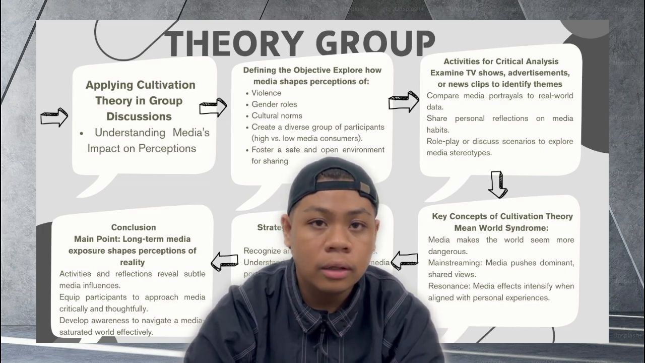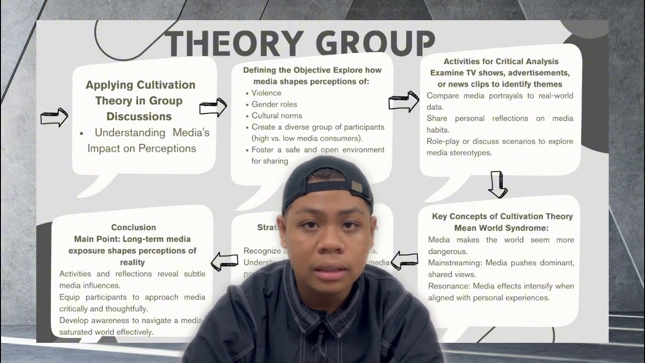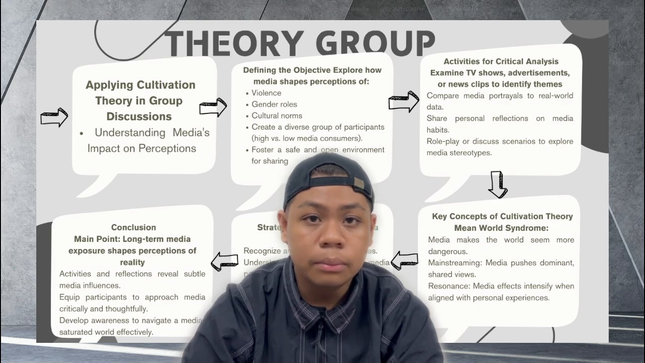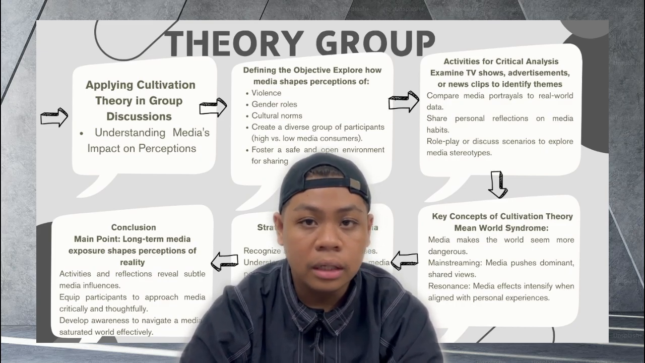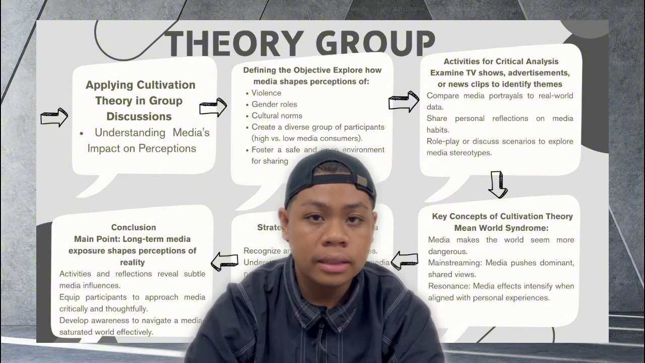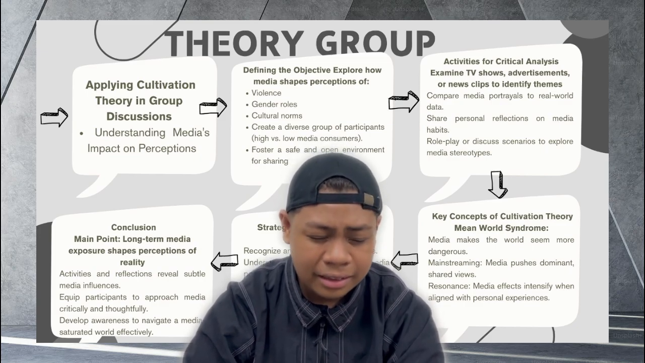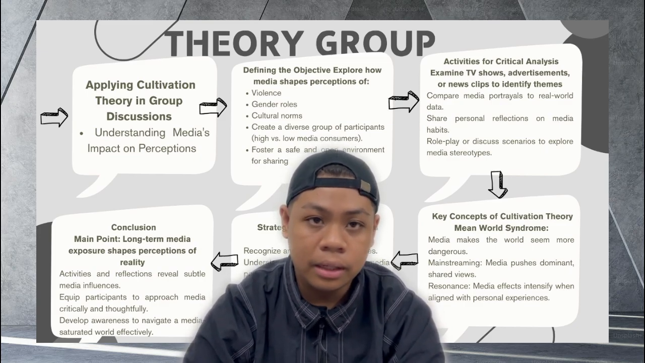After that, we can use key concepts of cultivation theory. That means the media makes the world seem more dangerous. In mainstreaming, the media can push dominant views and share the view. After that, we have resonance. In resonance, media influence can intensify when aligned with personal experience.